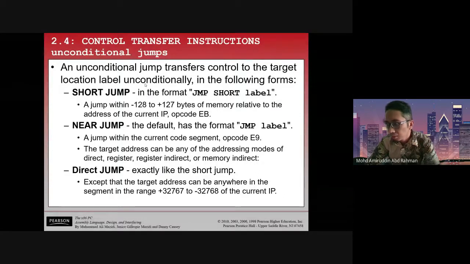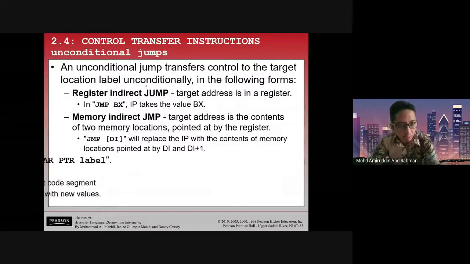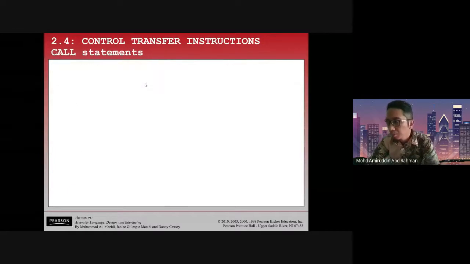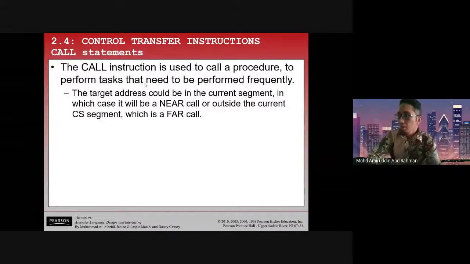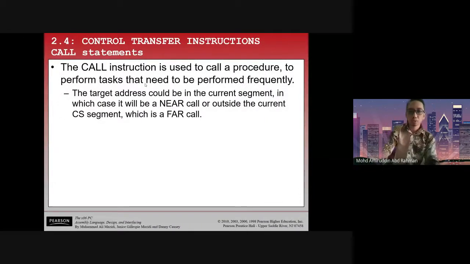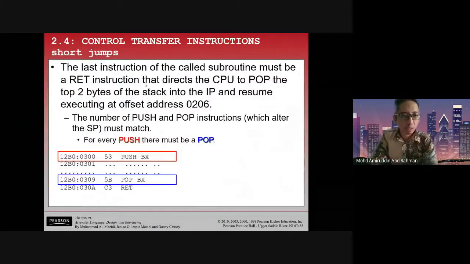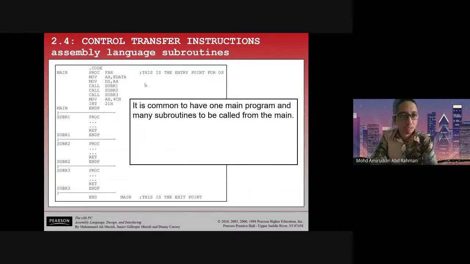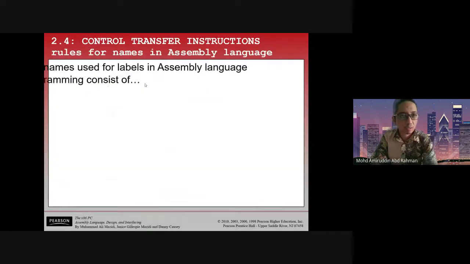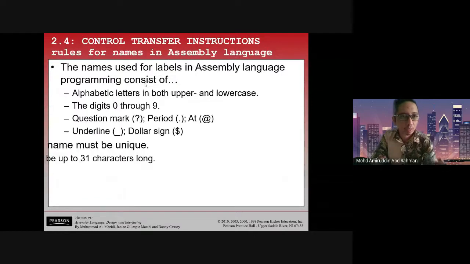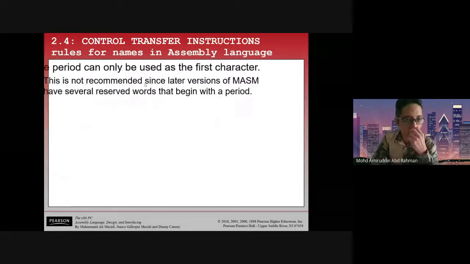Dia ada multiple, okay. Short, near, direct, register indirect, memory indirect and also far jump. Right, so itu berkenaan jump. Yang tadi, yang directive tadi, so yang ni lah. Ini sambung lagi lah, ada beberapa lagi berkenaan jump tu, so you must also take note lah. That one and also this one ni.